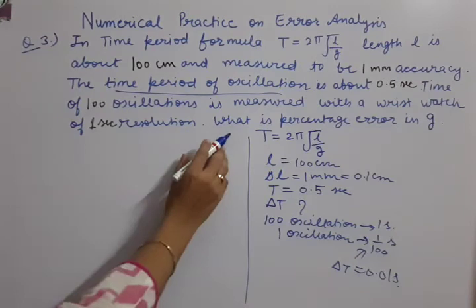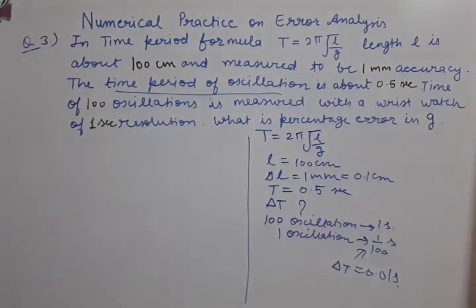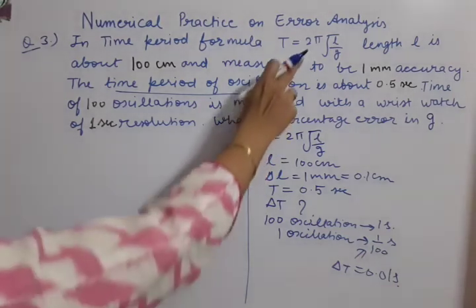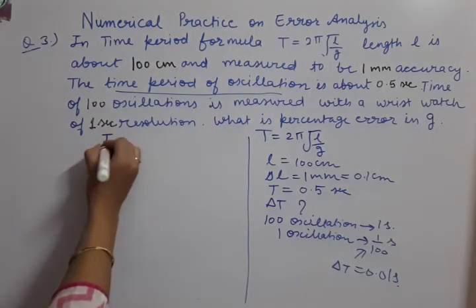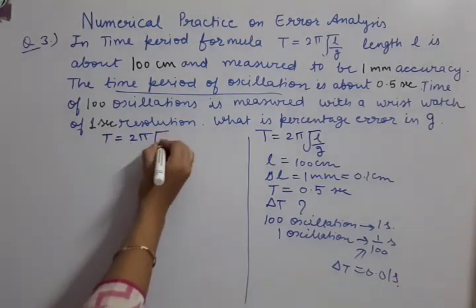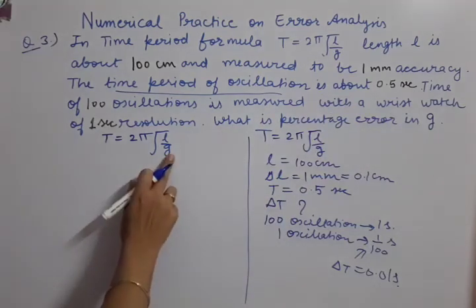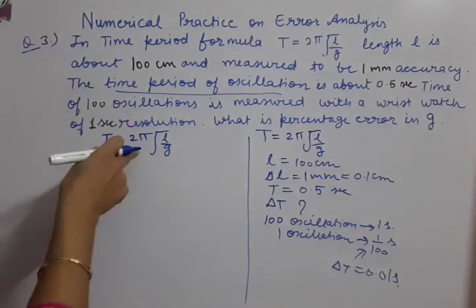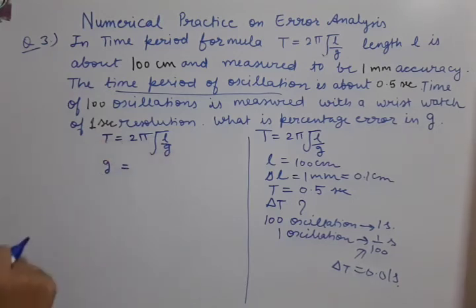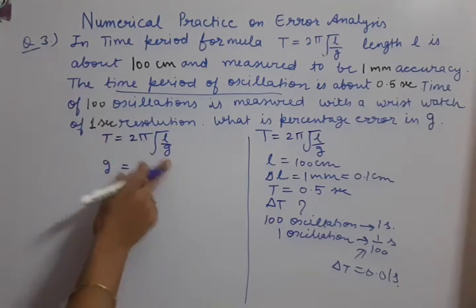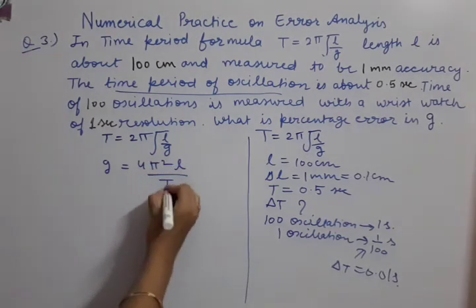The last line of the question is, what is the percentage error in g? Okay, now see student, the formula which we are given is about T. But we are asked to find the percentage error in g. So firstly we have to rearrange the formula to get g. So if I rearrange it, I need to take the square on both the sides. g will be taken here. So g equals 4 pi square L by T square.